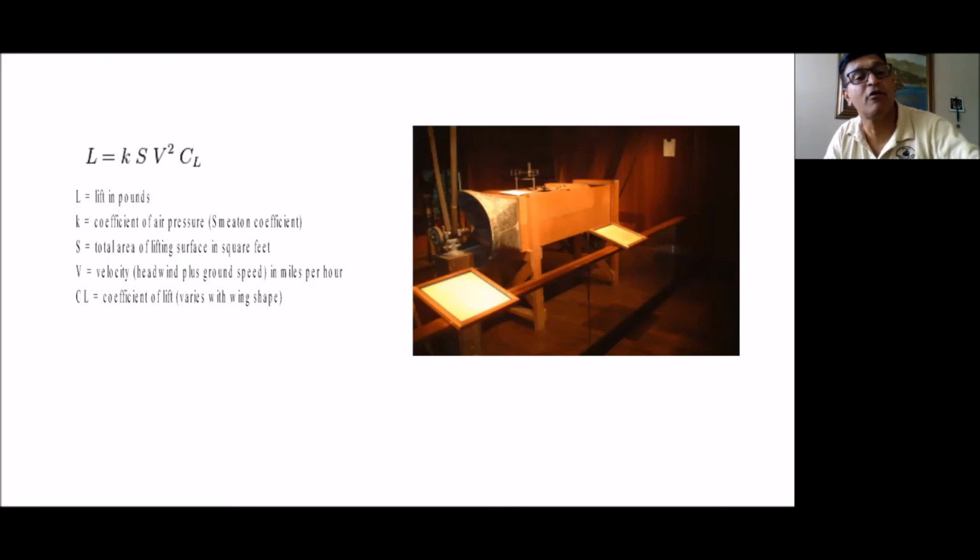And then there were some constants used. This was an empirical equation, practically derived. It's not exactly derived theoretically. The lift in pounds is proportional to the coefficient of air pressure, the total area of the wingspan, the wind velocity, and the coefficient of lift.